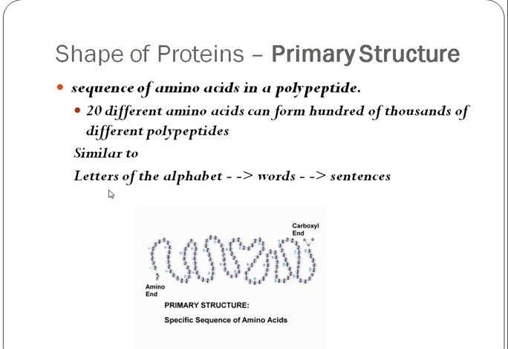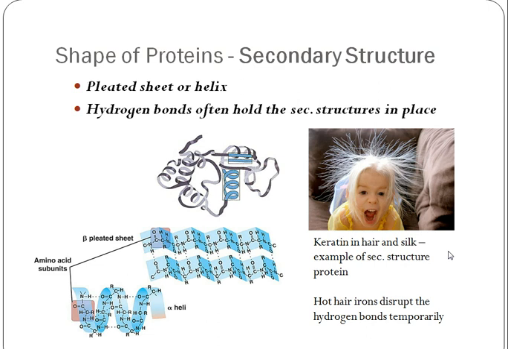So it's similar to letters of the alphabet that go together to make words, then go together to make sentences. Primary structure. Then, of course, we go to secondary structure when we have a pleated sheet or a helix. So they start pleating up and forming hydrogen bonds across. Remember, those can hook and unhook pretty easily. Well, this is how easily they unhook. Hot hair irons, like if you're straightening your hair or curling your hair, what that heat does is it breaks the hydrogen bonds in this 3D formation and hooks them together in the new form that you wanted, either straight or curly.